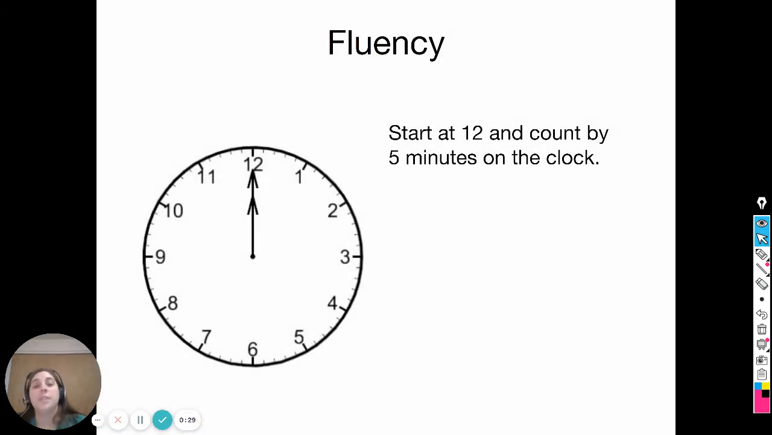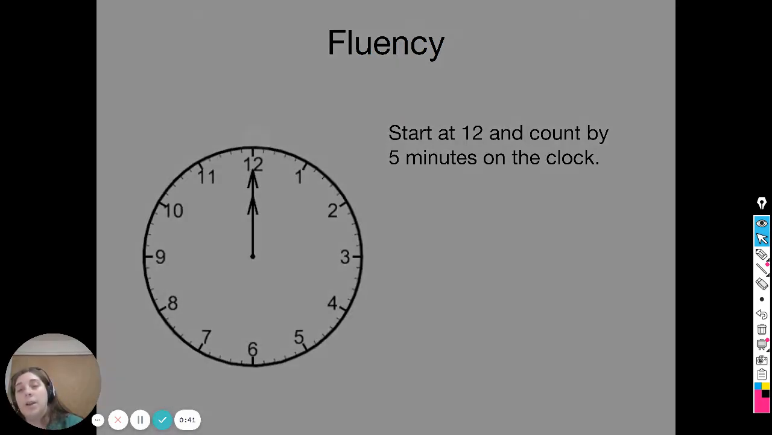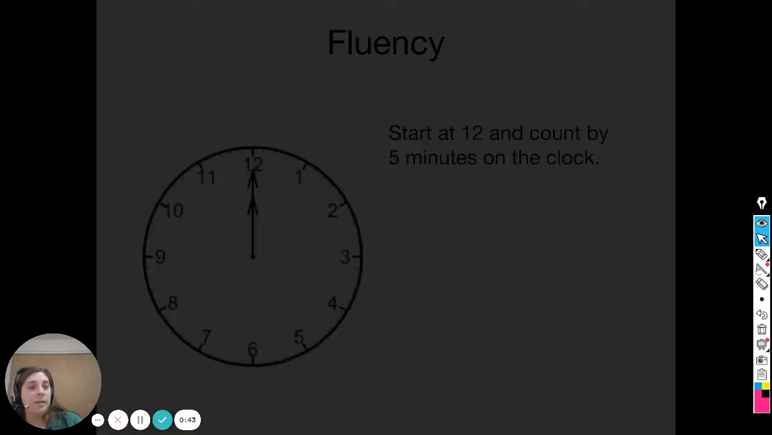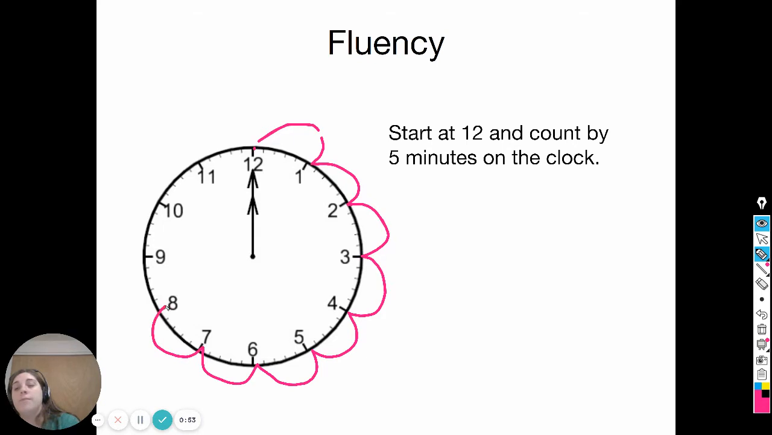First, we're going to start with some fluency. We're going to be starting at the 12 and counting by 5 minutes on the clock because we know each of these big numbers represents a 5-minute interval. Here we go. Ready? 5, 10, 15, 20, 25, 30, 35, 40, 45, 50, 55, 60. 60 minutes to get all the way around the clock, which we also know is the same as 1 hour.